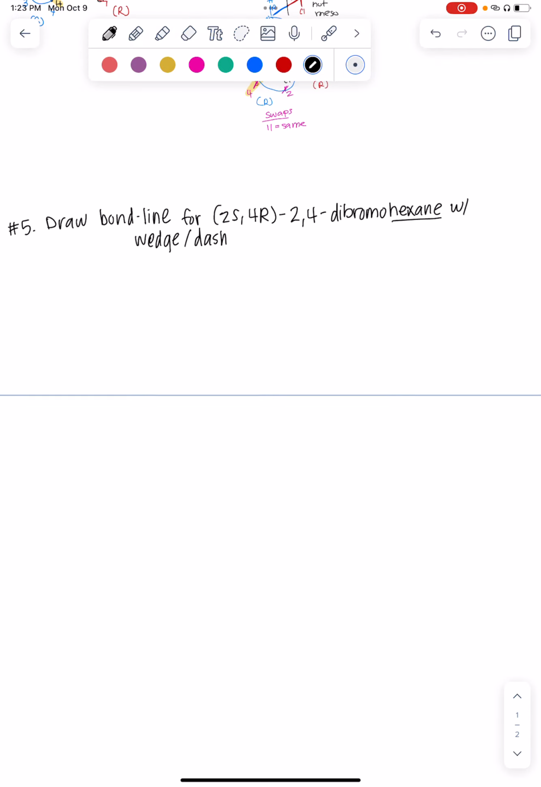For this one, they tell us that we have a 2S and a 4R, and they tell us that it's a hexane and it's dibromo. So let's draw the hexane first. 1, 2, 3, 4, 5, 6. And then let's give it our 2 and 4 bromos. So 1, 2, and I'm just going to guess that the bromo is coming towards us, and the 4th one as well. And then we need to assign priorities.